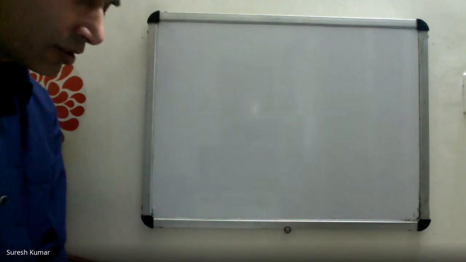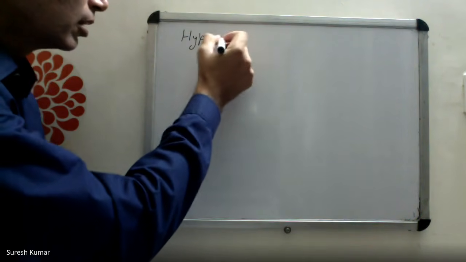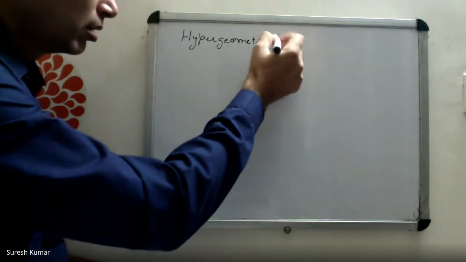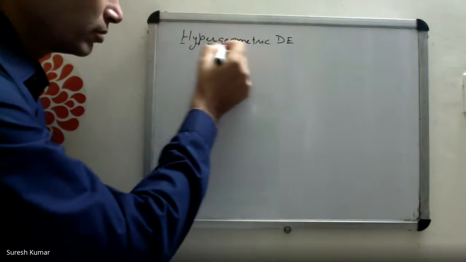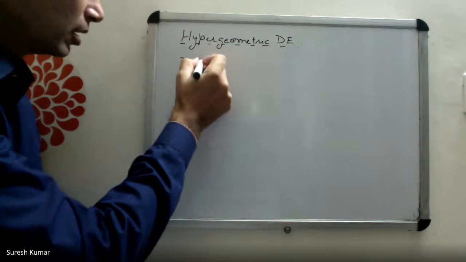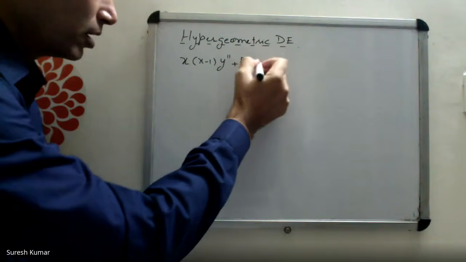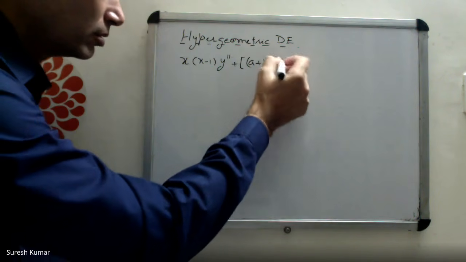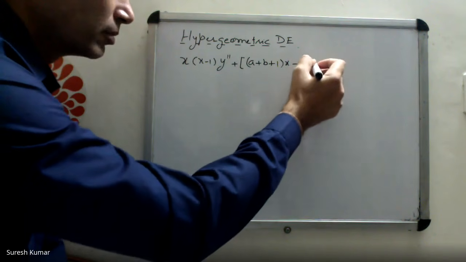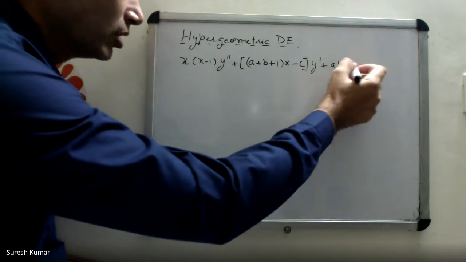So today we discuss a very important differential equation called the hypergeometric differential equation. It is of the form x(x minus 1) y double prime plus (a plus b plus 1)x minus c, times y prime, plus ab times y equal to 0.